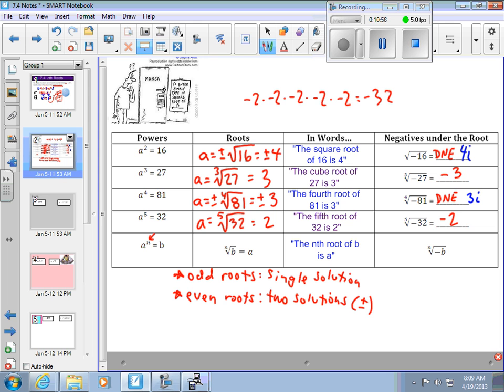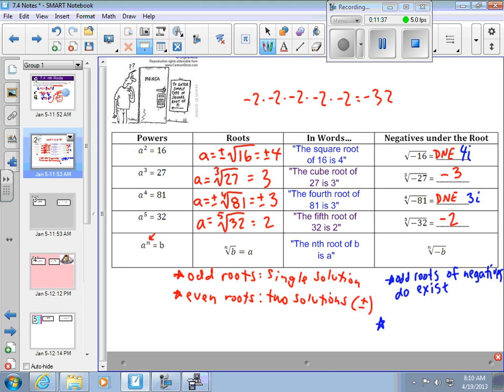You can get the positive or the negative. If we look at the last column, when we did square roots of the negatives, there's also some patterns here. Odd roots of negatives do exist. When we did the cubed root of negative 27, we got a real answer. When we did the fifth root of negative 32, we got a real answer. How about with even roots?